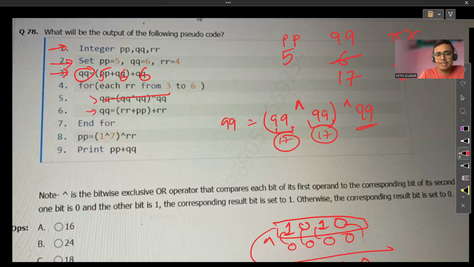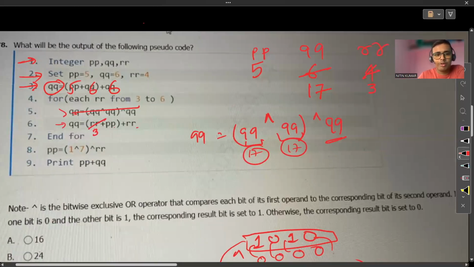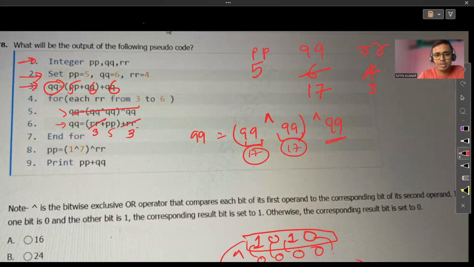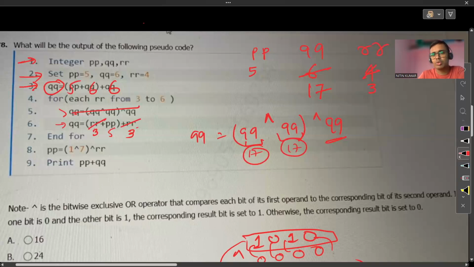So this line says RR plus PP plus RR. Currently the value of RR is 3. The value of PP is 5, and the value of RR again is 3. So 5 plus 3 plus 5 plus 3 will eventually get me 11. It will be stored in QQ. The value of QQ is now 11.